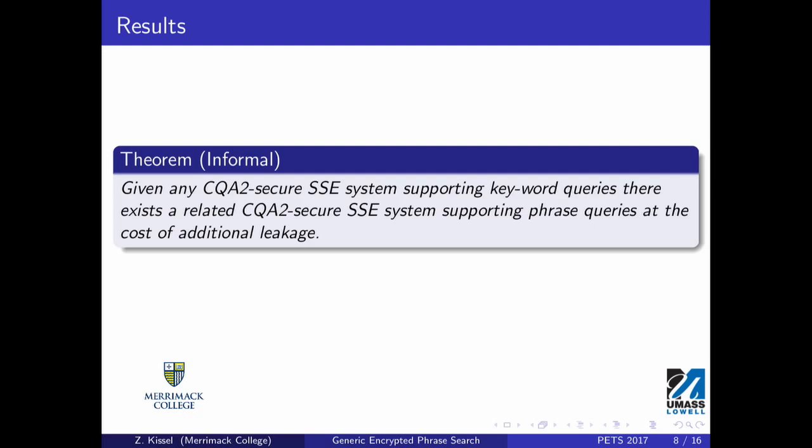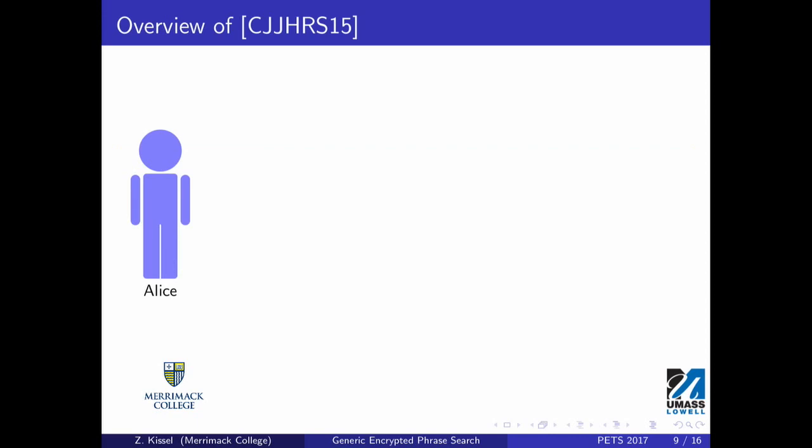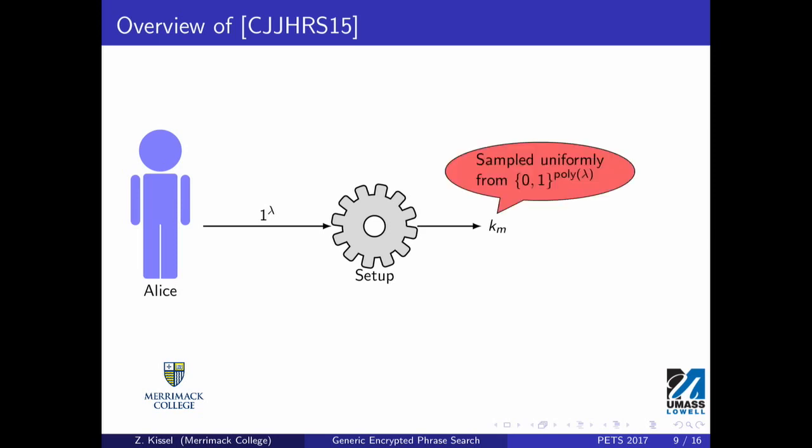So in this work, our main contribution is a theorem where we show that any CQA2 secure searchable encryption system supporting keyword queries can be used to construct a CQA2 secure SSE system that supports phrase queries at the cost of some additional leakage. So to show you how this theorem works, instead of doing a proof, let's look at an example. And this is going to be based on the keyword SSE system due to Cash and others, and this is CQA2 secure. So Alice runs the setup algorithm, gives the security parameter, gets the master key, which is polynomial in the security parameter.